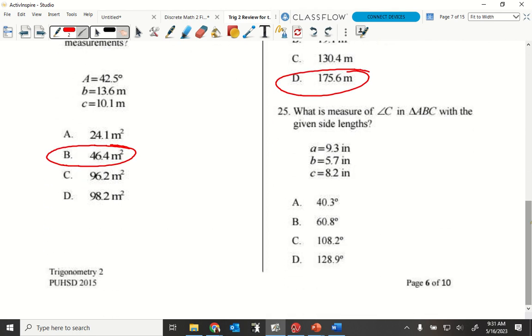25. What's the measure of C in ABC with the given side lengths? Now, this one is big brain. Do I have all the sides? Yeah, you have all the sides. I'm looking for big C, right? Let's see if you guys can big brain this one.